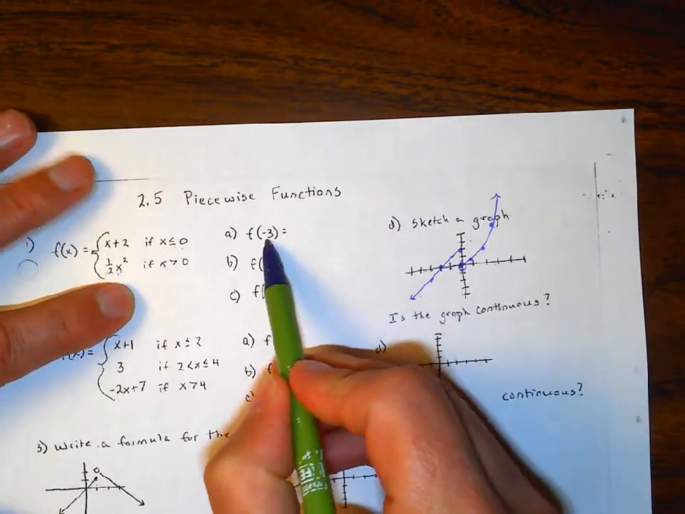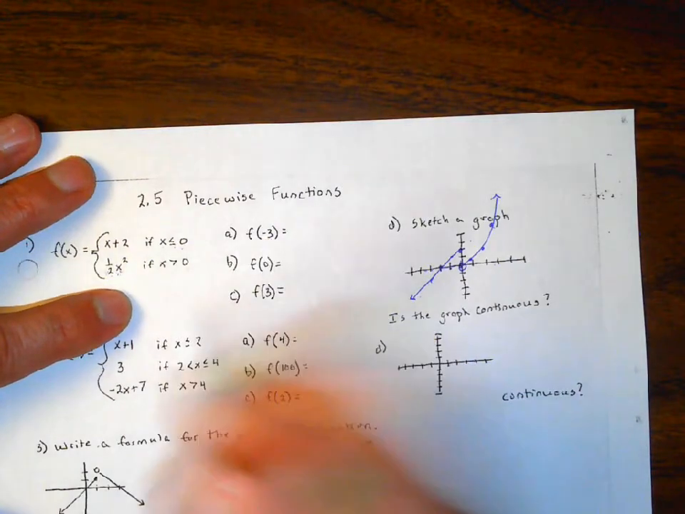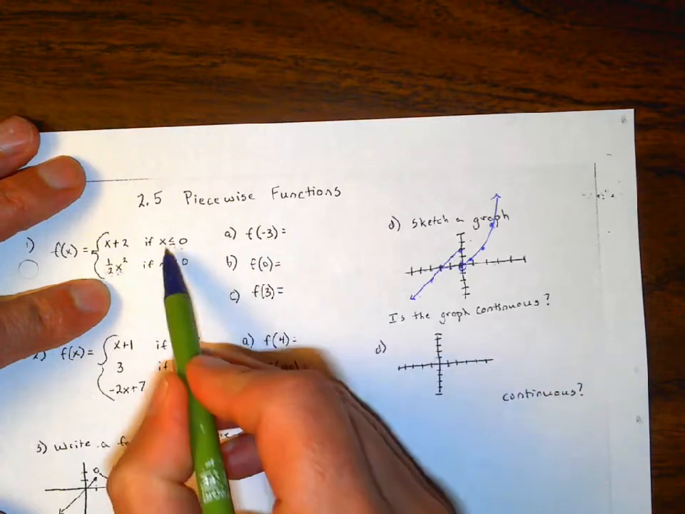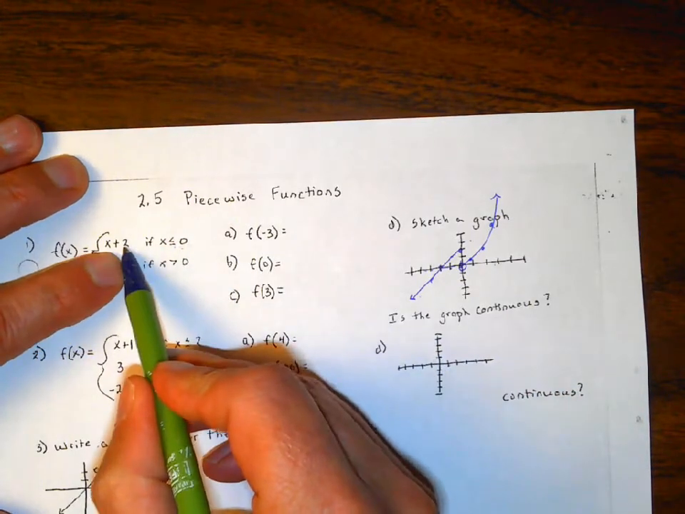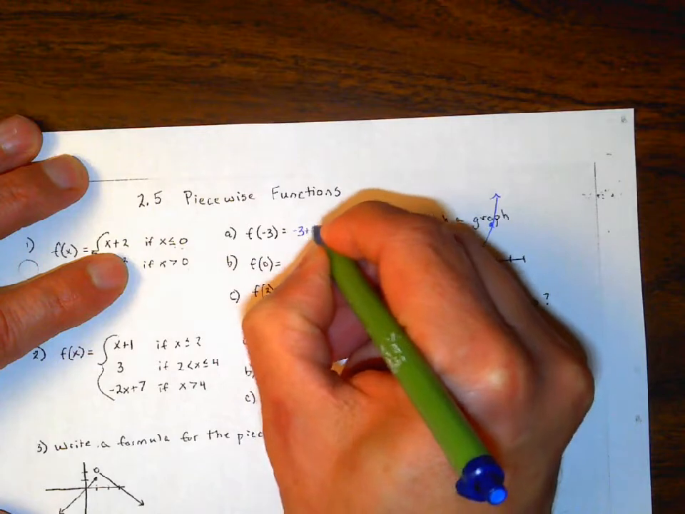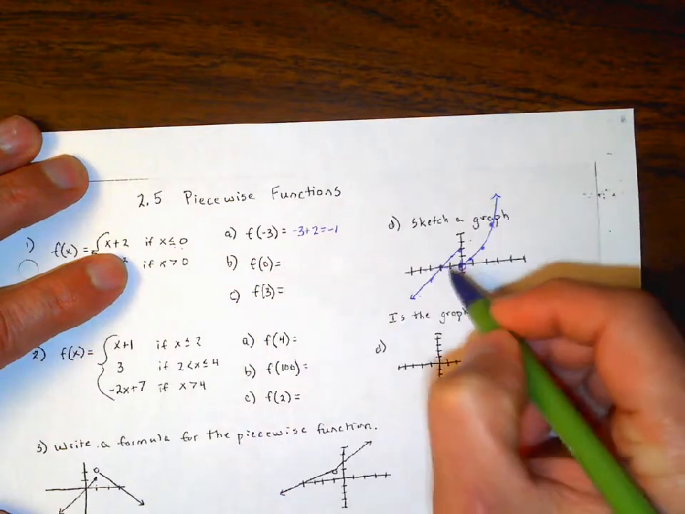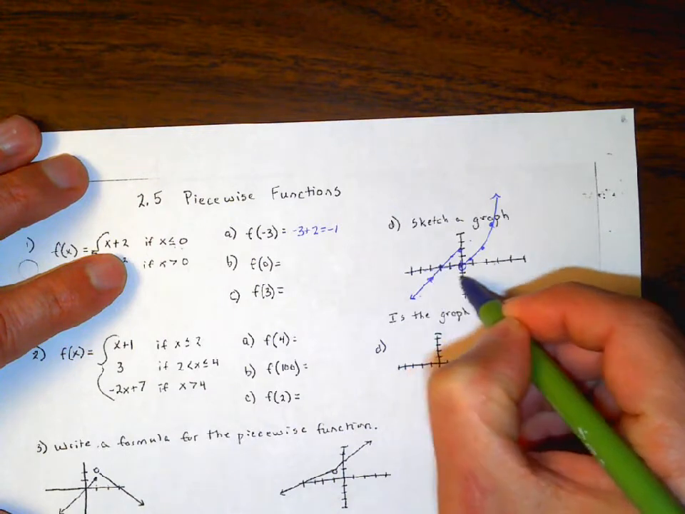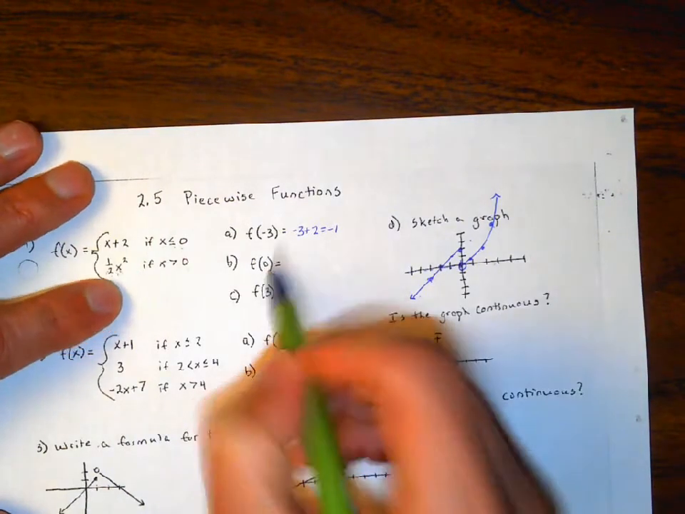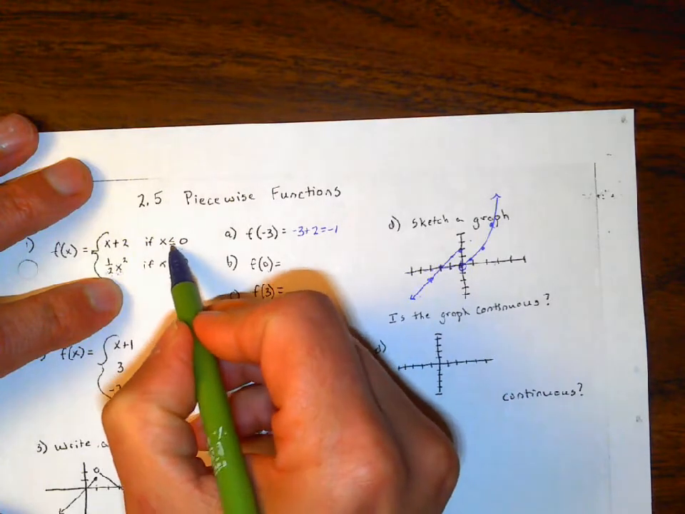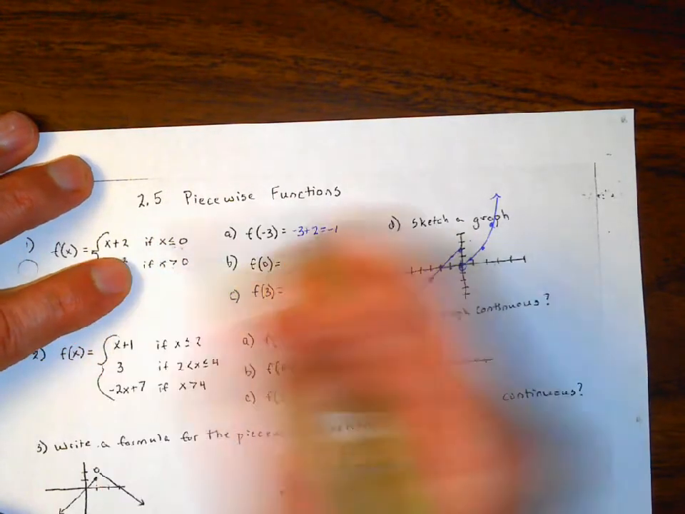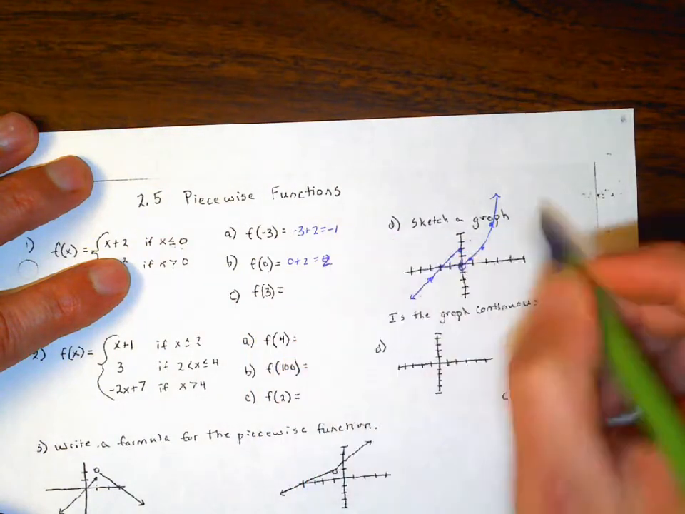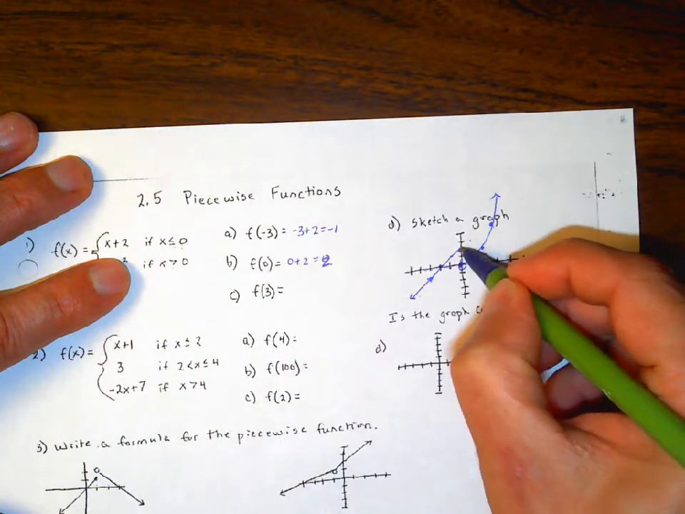Okay, f of negative 3. So if I want to know f of negative 3, do I use this function or do I use this function? Well, my x there is less than or equal to 0, so I have to use this function. So it'd be negative 3 plus 2, which is negative 1. Okay, and you can see that here. f of negative 3 is equal to negative 1. Okay, f of 0. It's not greater than, but it is equal to 0, so we're going to use the top function. So it'd be 0 plus 2 is 2. Okay, so we have that point right there.